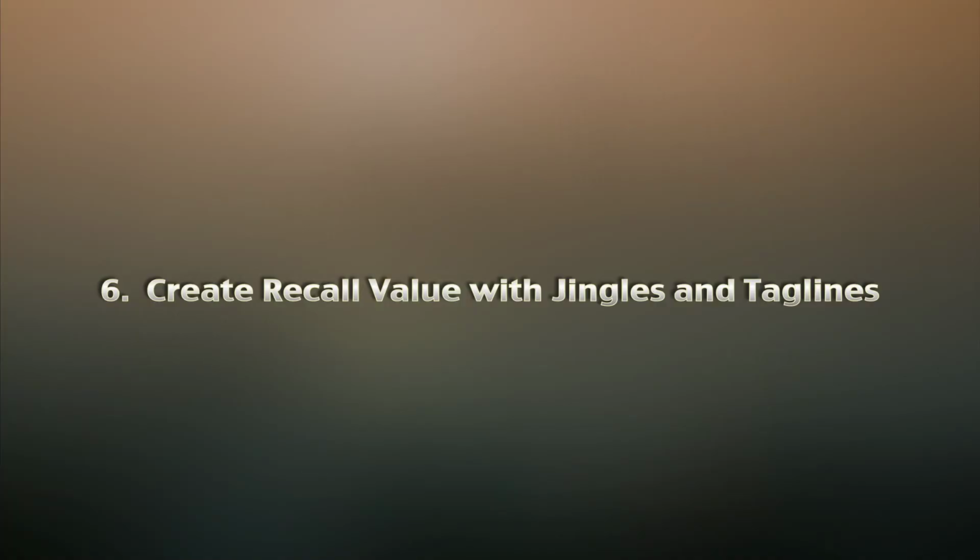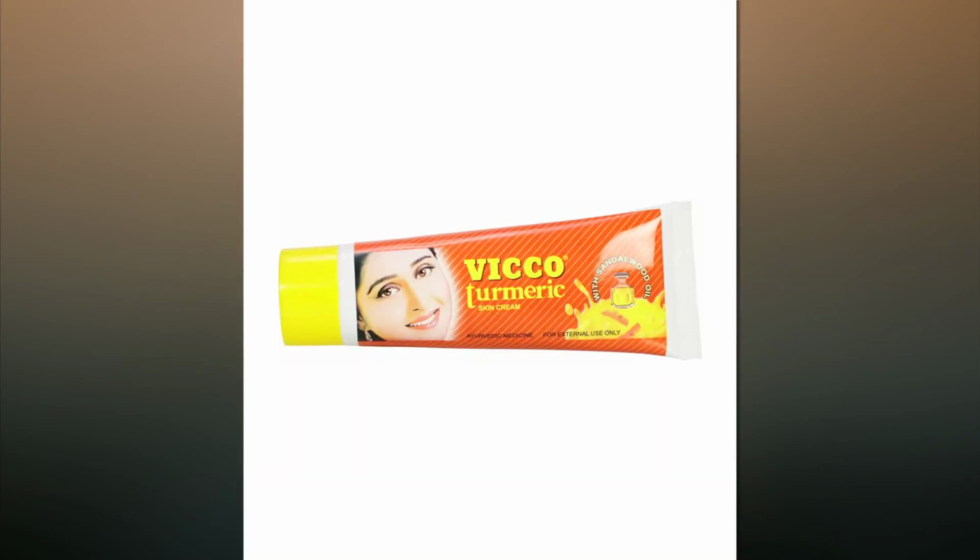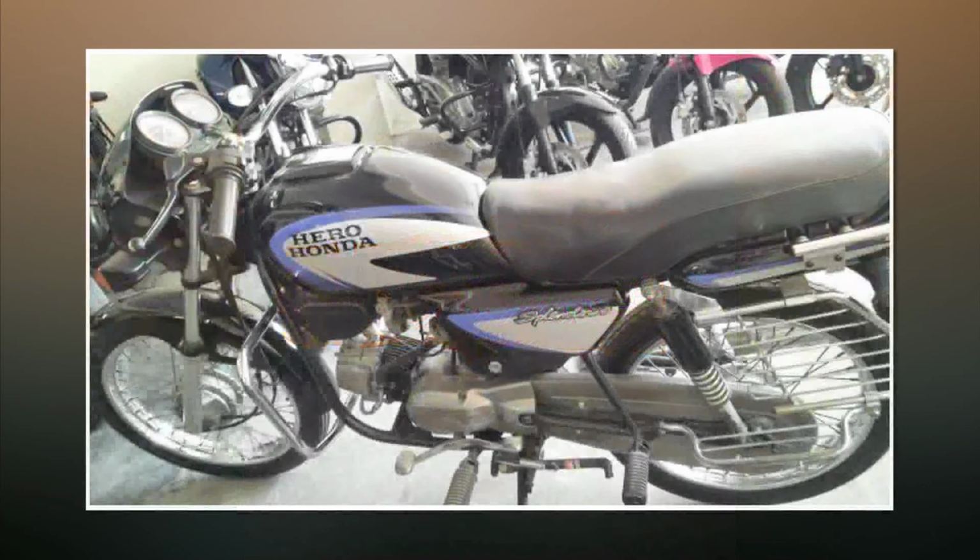Sixth, create recall value with jingles and taglines. You may still remember the jingle of the Vico Turmeric ad that was popularized on radio and television. Vico Turmeric Nahi Cosmetic, Vico Turmeric Ayurvedic Cream. The tagline for Hero Honda Motorbike, Desh Ki Dhadkan, is very popular. Repetition of ad jingles and taglines will create the recall value of the product. Use your creativity in writing about the features of the product while tapping the emotional nerve of the people.